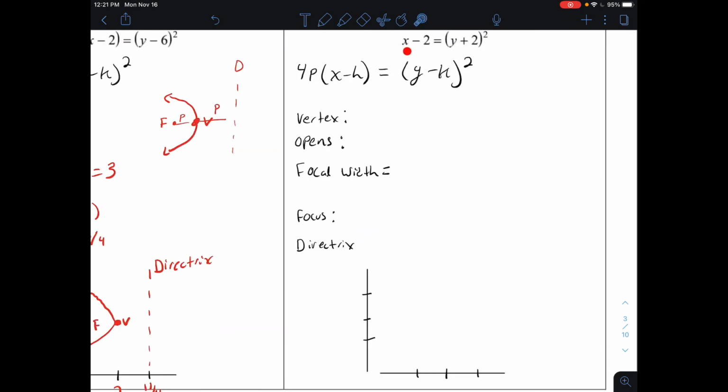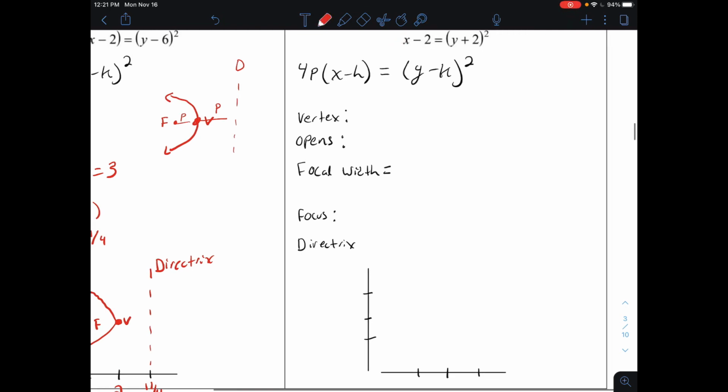All right, next one, we have x minus 2 is equal to y plus 2 being squared. So in this case, we have another parabola where y is being squared, which means it has to open along the horizontal, so it's either going to open to the right or the left. Since the coefficient of the non-squared term is positive, the parabola is going to open in the positive direction along the horizontal, which means it's going to open to the right. So this is going to be my orientation.